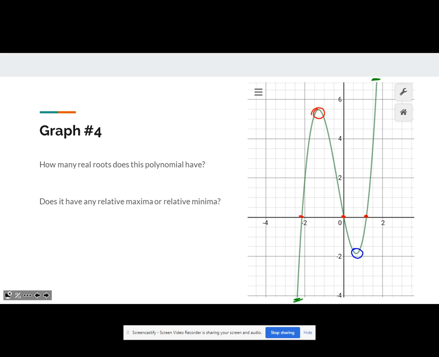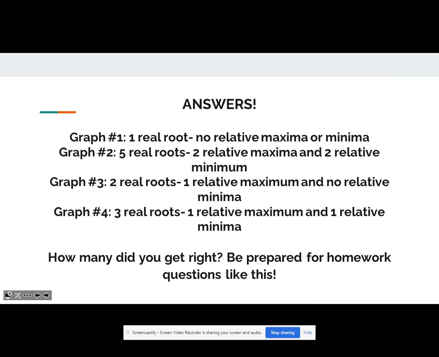So on the homework, I'm going to probably ask you a few questions like this. So just keep that in mind. Keep in mind what we've talked about here today. And yeah, identifying graphs is really important. And it's a skill that I think we should all try to develop. So there we go.